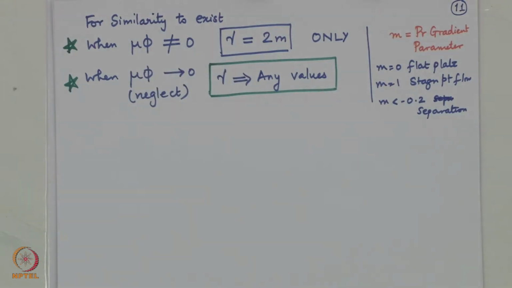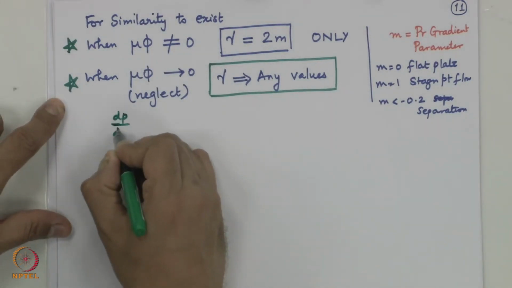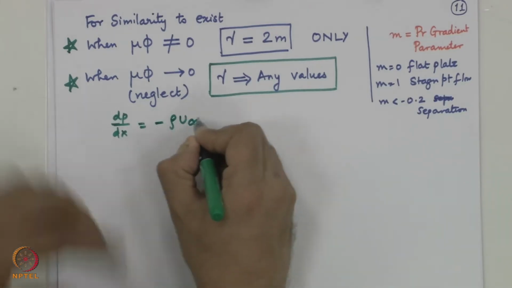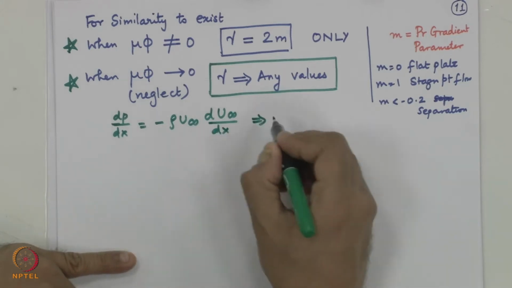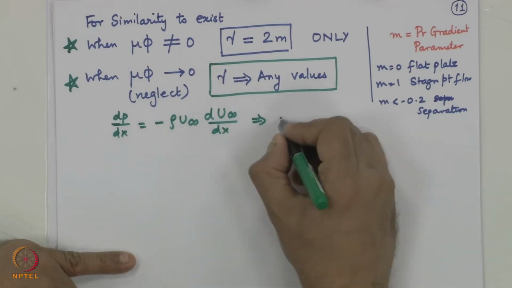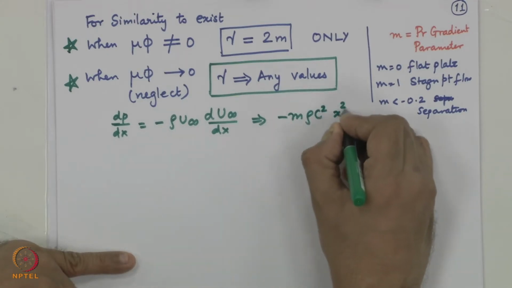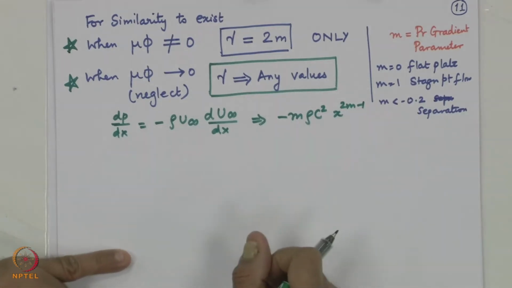Now let us keep in mind, going back here, dp by dx is equal to minus rho u infinity du infinity by dx. If you substitute u infinity equal to c x to the power m, this comes out to be minus m rho c squared x to the power 2m minus 1. So dp by dx is strongly dependent on m, which is the pressure gradient parameter.